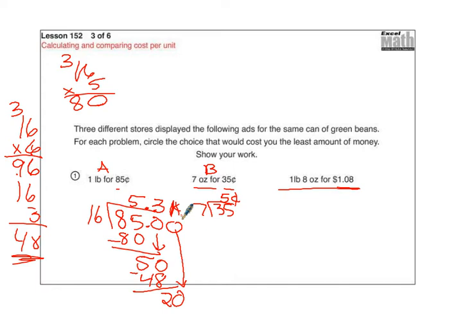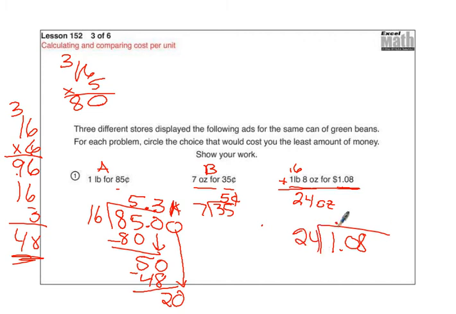Okay, 1 pound, 8 ounces for $1.08. How am I going to do this one? You guys here today? Come on. 16 plus 8, good. Is what? 24. 24 ounces for $1.08. What am I going to do? Come on. $1.08 divided by 24, okay?